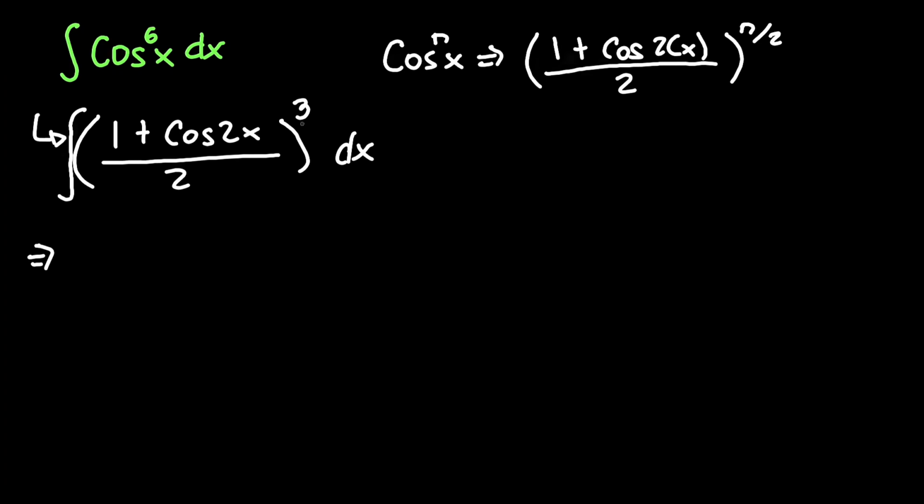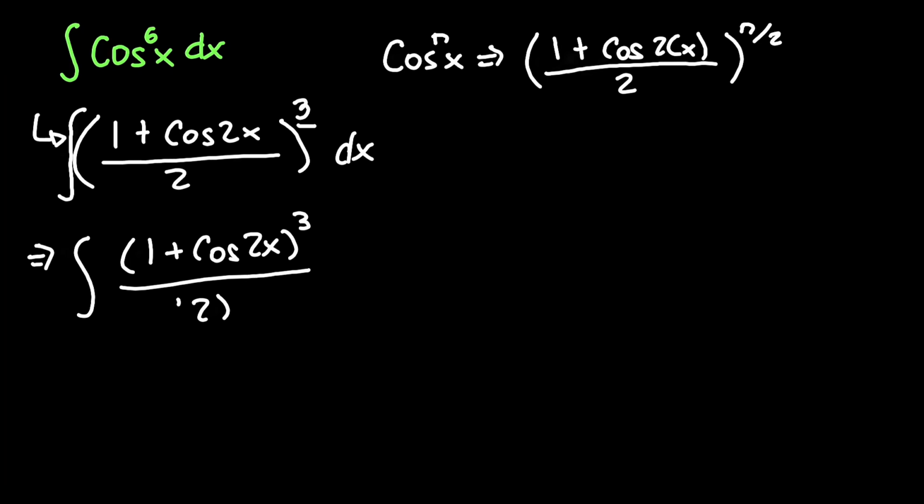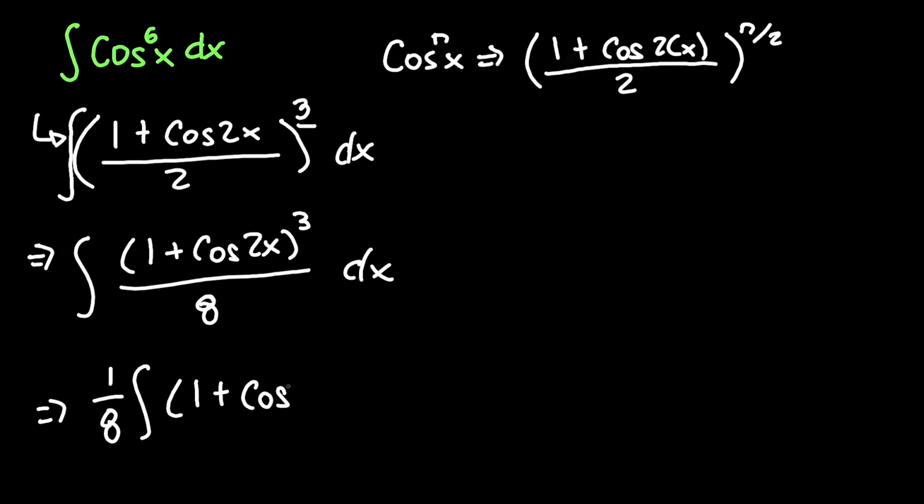The next step would be to distribute the power of 3 between the numerator and the denominator. So this would be 1 plus cosine 2x to the power of 3 over 2 to the power of 3. 2 raised to the power of 3 would be 8, and so we can put 8 outside the integral. So this would be 1 over 8 integral of 1 plus cosine of 2x to the power of 3.